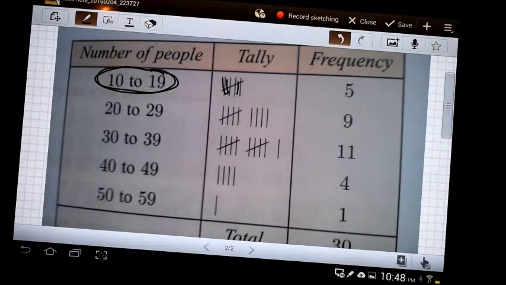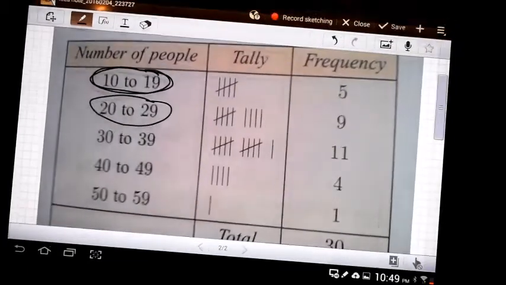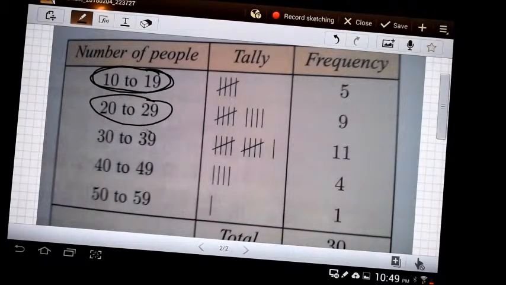And if you have between 20 and 29 people, you would put the tallies. Keep trying this again. It keeps disconnecting. I don't know why it's having such trouble. Anyway, if you have between 30 and 39 people, you put tallies here and so on and so forth.